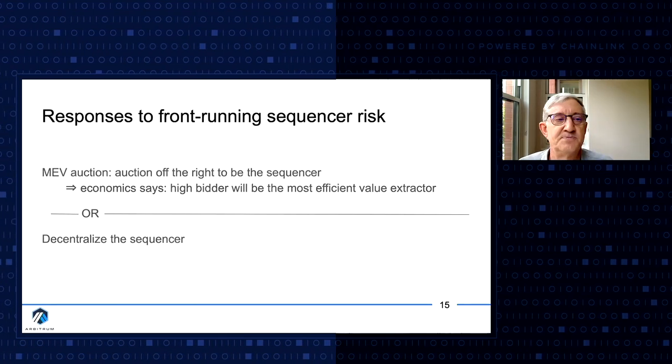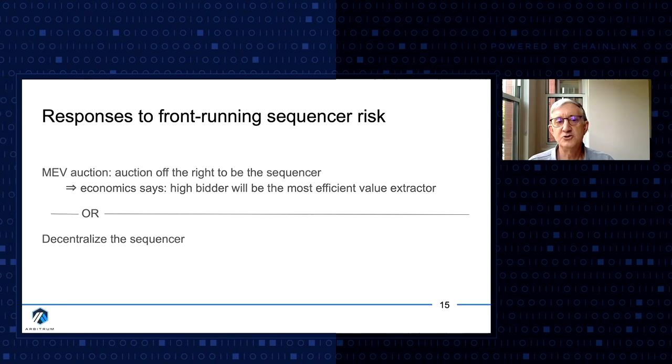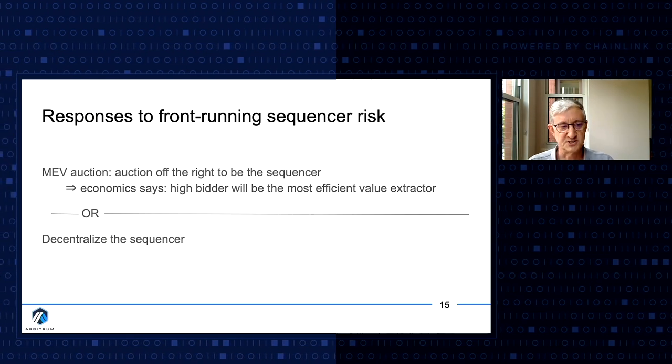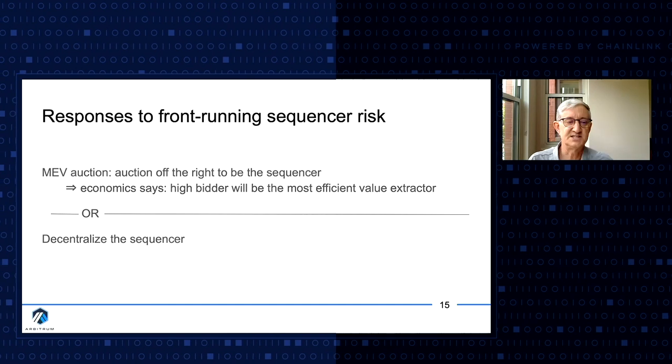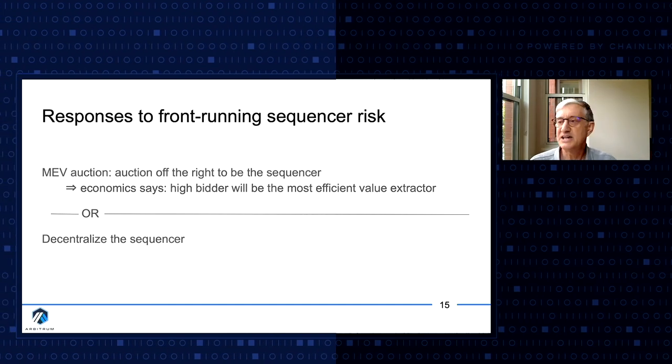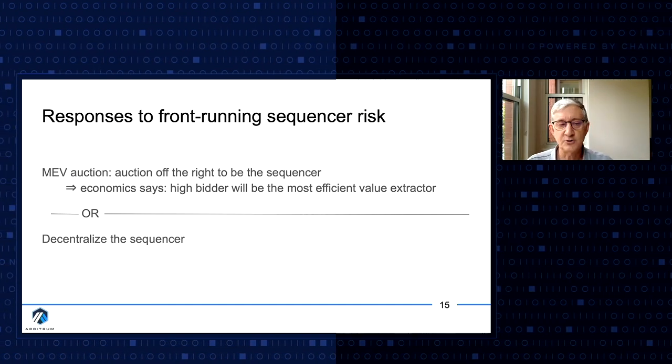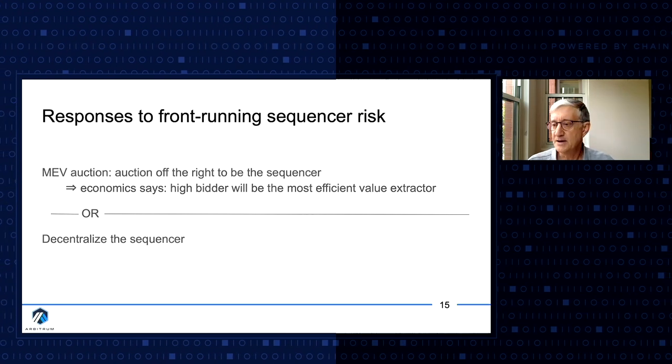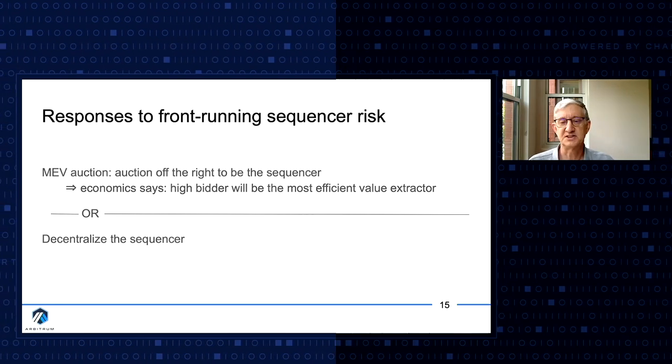Well, there are basically two responses to the risk of a front running sequencer, the concern. The first one is a so-called MEV auction. The idea there is that you would auction off the right to be the sequencer, and then whoever is the high bidder gets to be the sequencer, and then they do what they want.